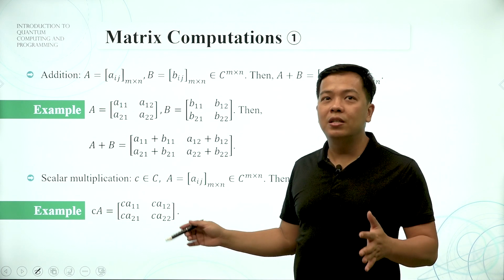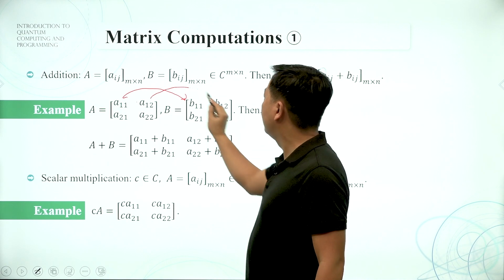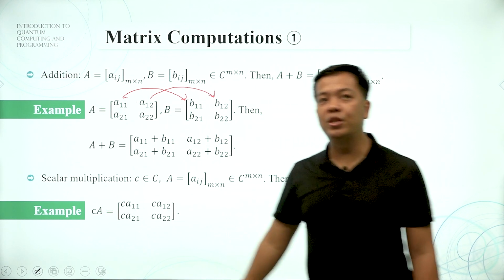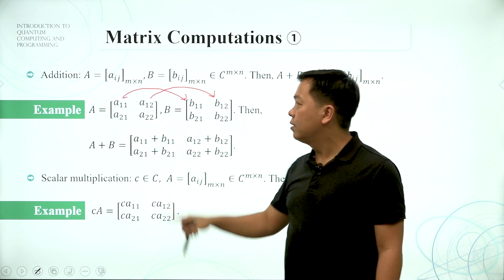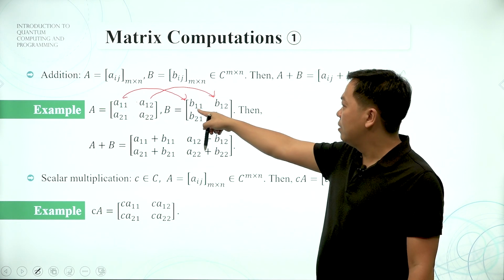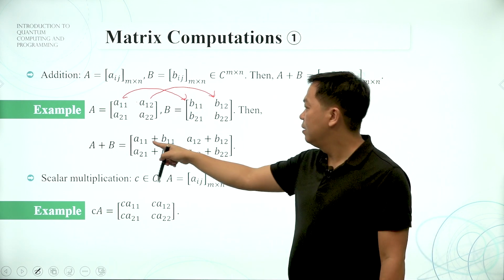It's simple, okay? You only need to add this one and this one, okay? Same position. For example, this one is 1,1. So you need to add it with the 1,1 position in the vector B. Yeah, you can see, right?